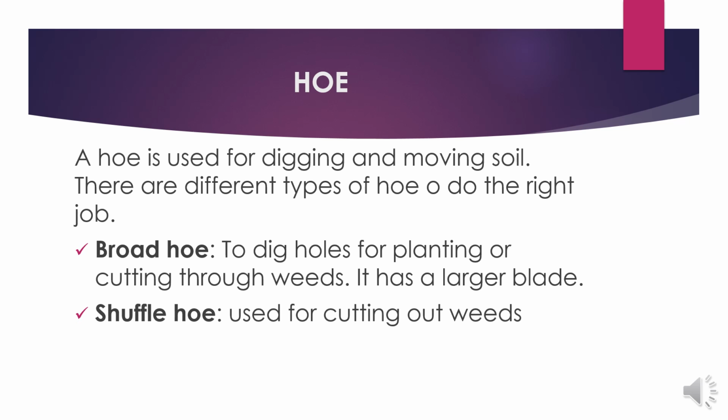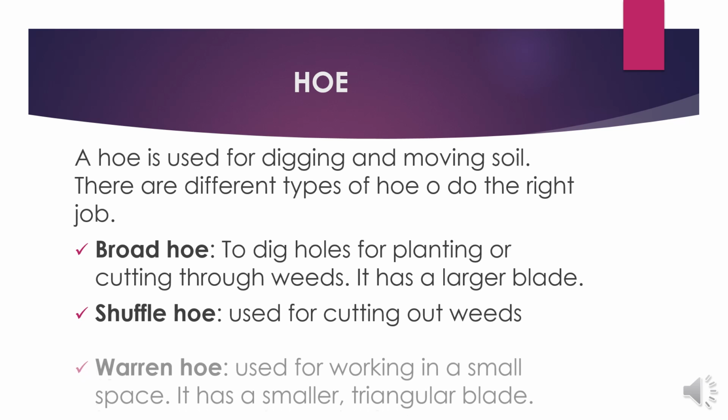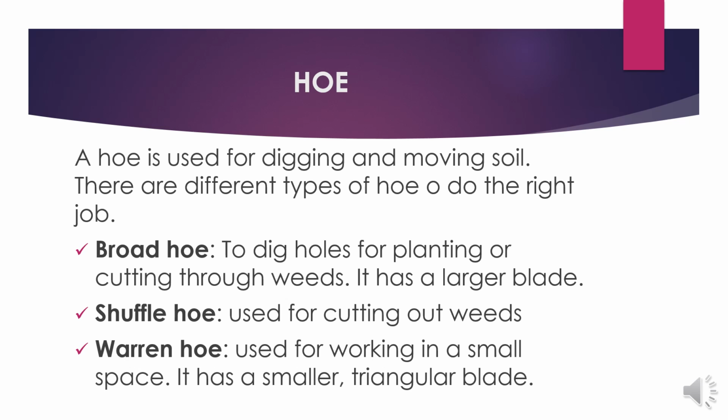Another example is the shuffle hoe, used for cutting out weeds. Another example is the warren hoe, used for working in a small space. It has a smaller triangular blade. There are differences in all these types of hoe.